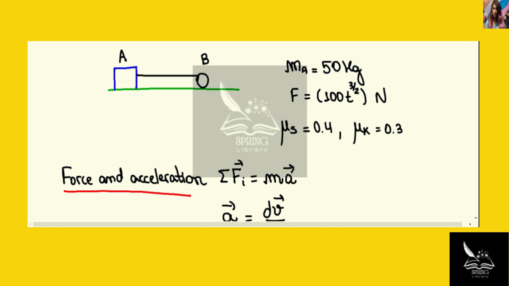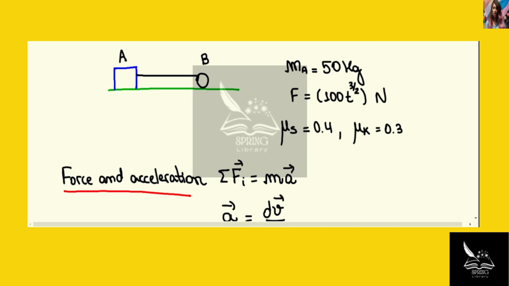In our problem, we have a block A that has a mass of 50 kilograms and a motor B that exerts a certain force on a rope that connects B to A. This force exerted by the motor, F, is equal to 100 times t to the 3 halves newtons, where t is the time. We also have the information that the coefficient of static friction between block A and the surface is equal to 0.4, while the coefficient of kinetic friction is equal to 0.3.